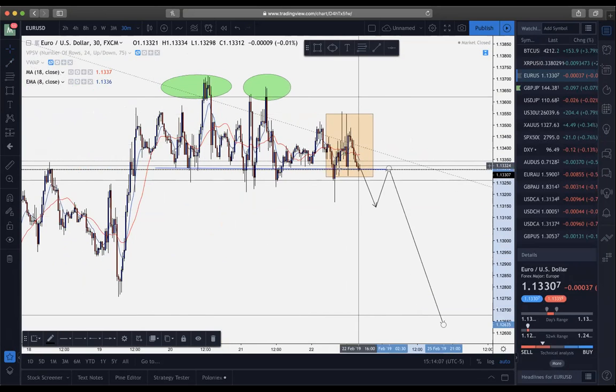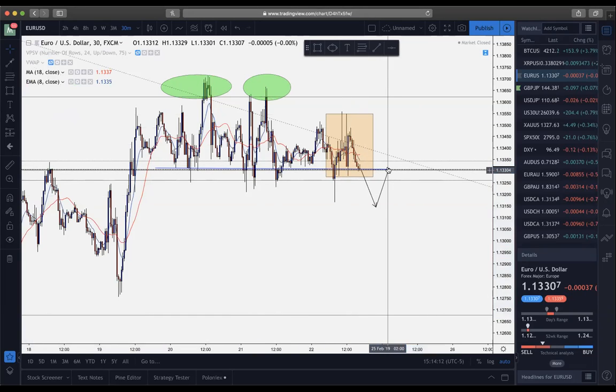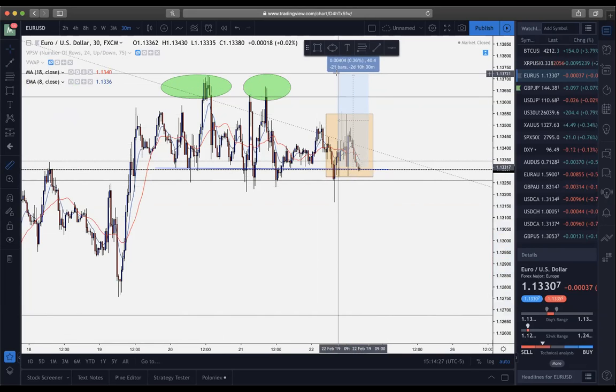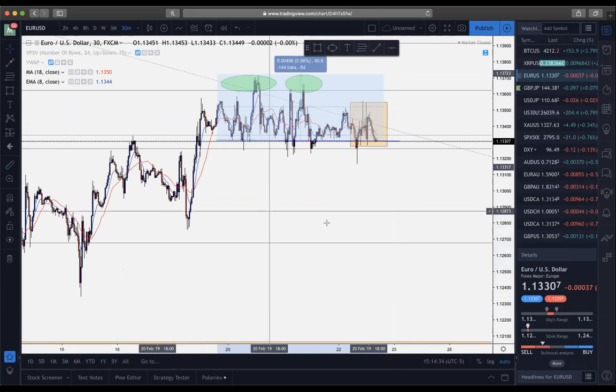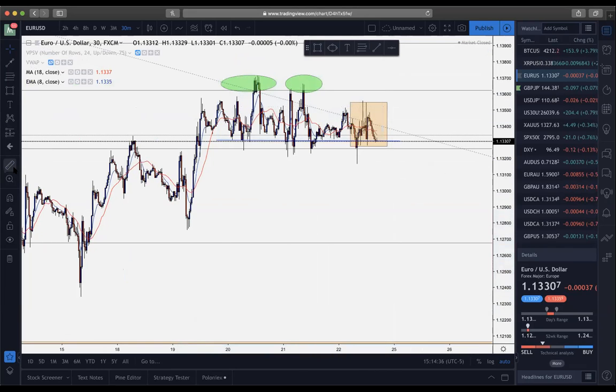Because you do have this support here on this consolidation being respected really hard. So if you could catch the breakout of that. Or you could honestly place a confidence entry. If you have a bias and want to place an entry, even way down here, just know how many pips are up past this area. You have 40 pips up to the tip of those wicks. So just risk less, but at least you get to execute a trade.